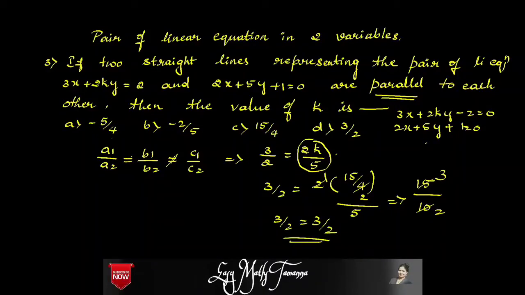It is a homework assignment for you: when you try another option, definitely you can't get it. So 15 by 4 is the right option for this question. On the basis of the options themselves, you can easily gain the knowledge, and with the help of the options only, you can find the answer also.